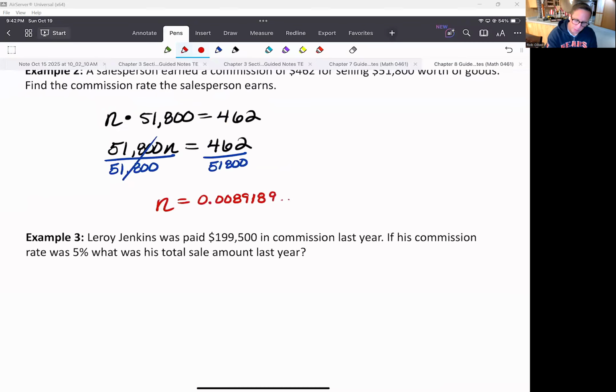So this is a pretty low rate right here. I got N is approximately 0.89, not even 1%. So about 89 hundredths of 1%.